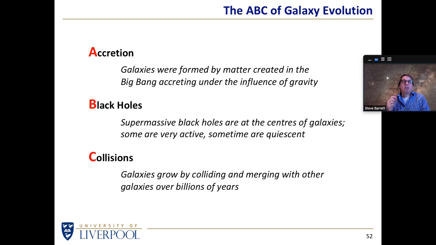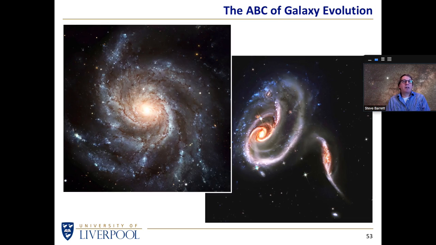And galaxies grow by the third of the ABC. C is for collisions, and galaxies grow by collisions and mergers of different galaxies over many billions of years. So next time you look at a galaxy either through a telescope or simply look at an image of a galaxy in a book or a magazine, not only can you appreciate the structure of an individual galaxy or possibly the distorted structures of colliding galaxies, but now you know about the ABC and how they came to be.